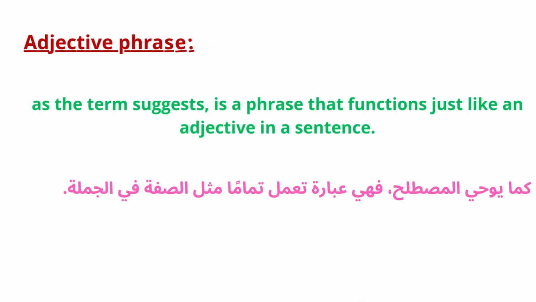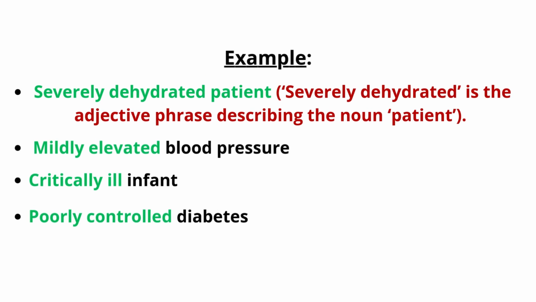The second one, the adjective phrase, as the term suggests, is a phrase that functions just like an adjective in a sentence. Let's see some examples. Severely dehydrated patient: severely dehydrated is the adjective phrase describing the noun patient. Mildly elevated blood pressure: mildly elevated is the adjective phrase describing the noun blood pressure. Critically ill infant: critically ill is the adjective phrase. Poorly controlled diabetes: poorly controlled is the adjective phrase describing the noun diabetes. So it's quite simple. I think it's a very simple lesson.